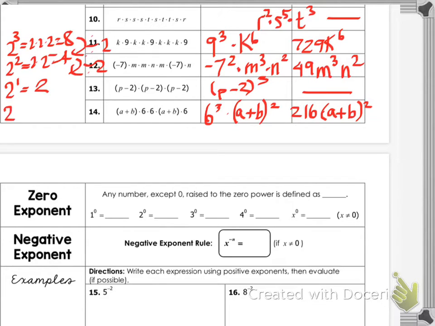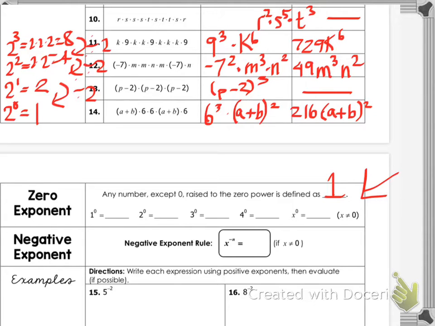Alright, and now as we take a look at 2 to the 0 power, as they want us to discover here for the 0 exponent, if our pattern here for 2 to any power would be to divide all of those answers by 2 as we go down, then what would be 2 divided by 2? 2 divided by 2 is 1. So anything to the 0 power is defined as 1.